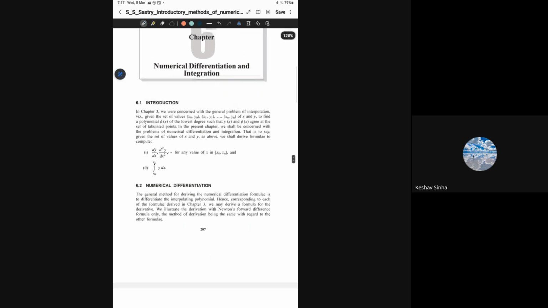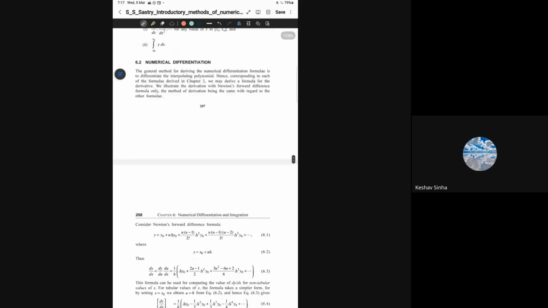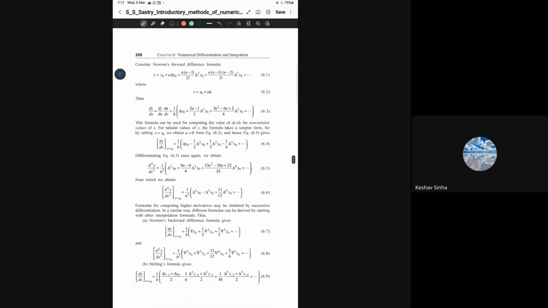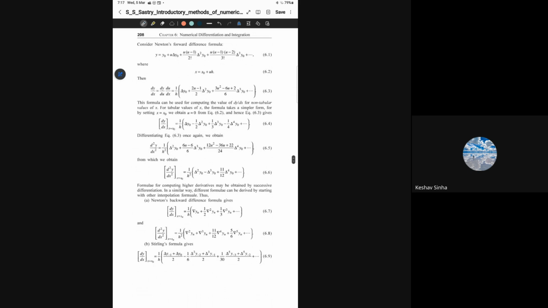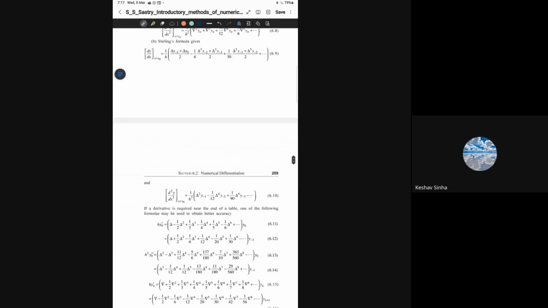Corresponding to each of these formulae derived, we have a new formula for the derivative. And one such method is Newton's forward difference formula. Let us first examine the formula.